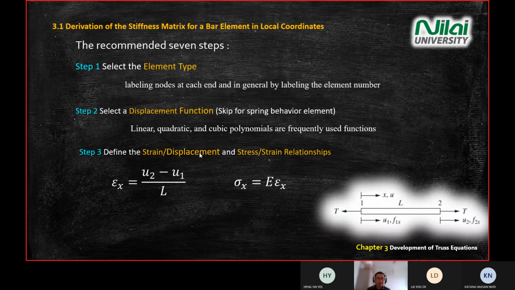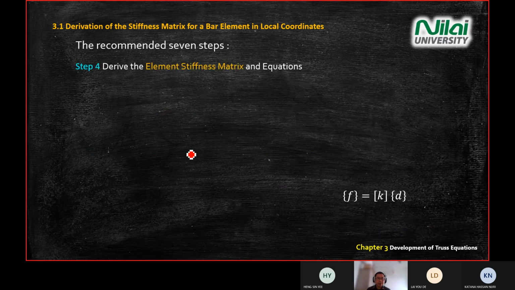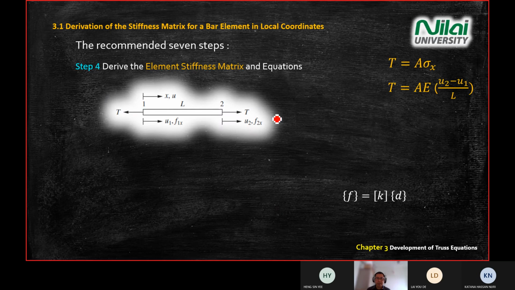Then, because we have 7 steps, step number 4 is to derive the stiffness matrix. All right, so these are the equations. In this case, your f1x, which is at this point, equals negative T. We already saw this in chapter 2. We already derived the stiffness matrix for the spring, so this one is just a refresher.